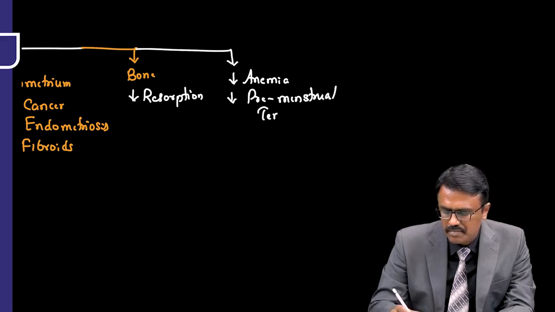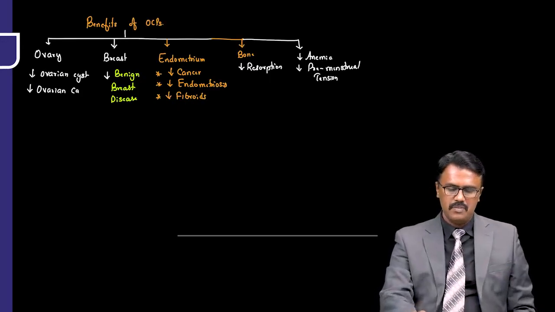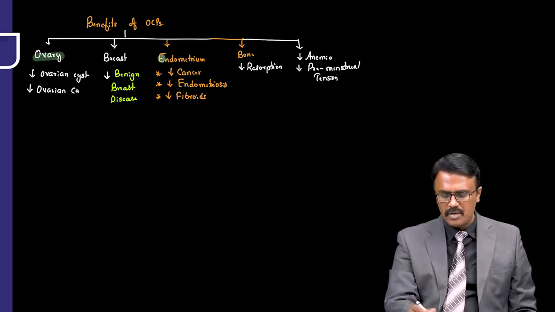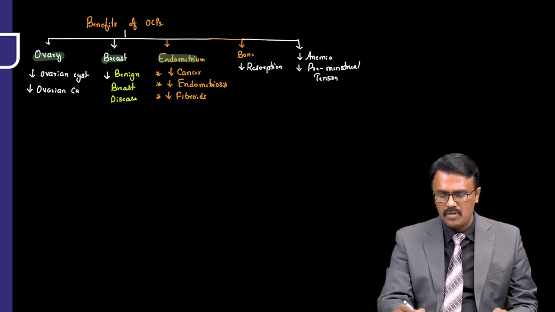Premenstrual tension. Right? These are the advantages, the benefits of OCPs. Ovary, they have an advantage to decrease the cancer. Endometrium also cancer. Breast, not a cancer but benign breast disease. Bone, they decrease the resorption, useful in osteoporosis.